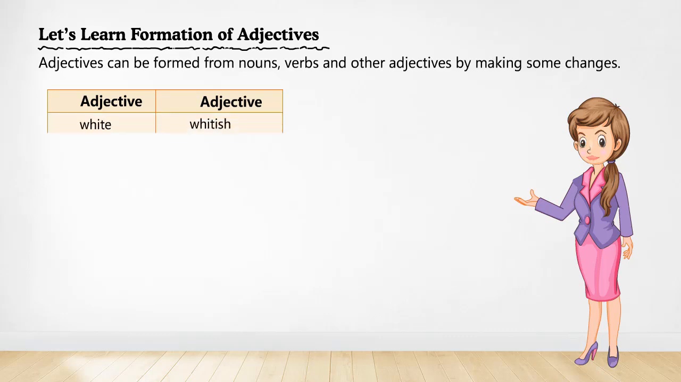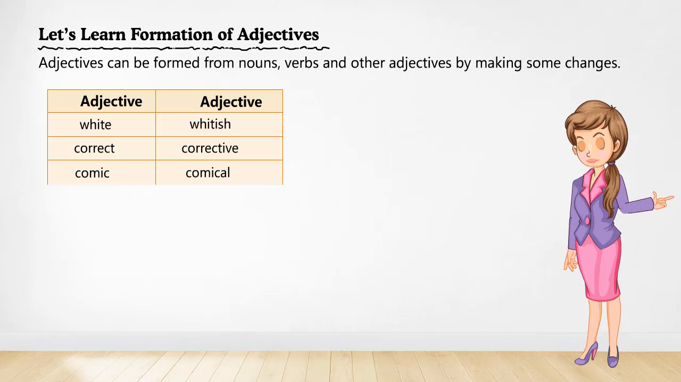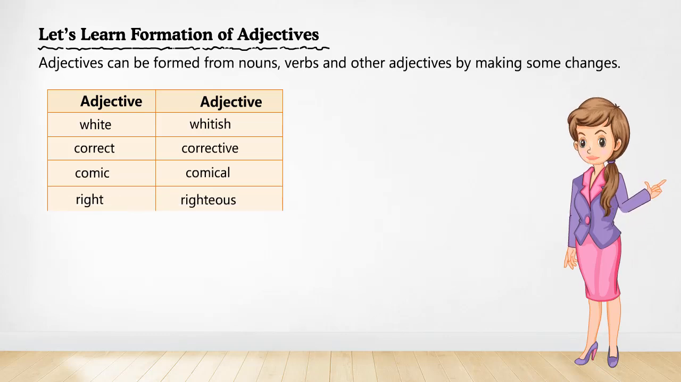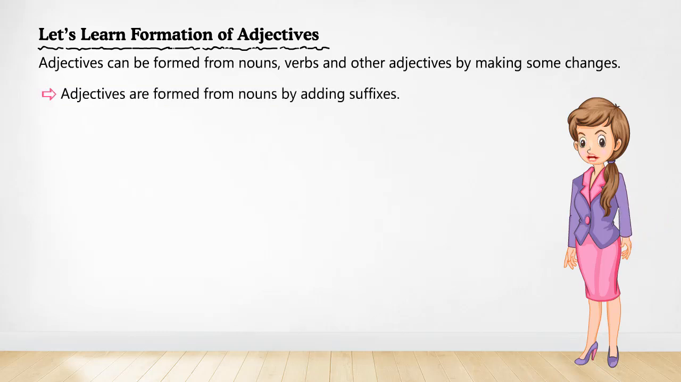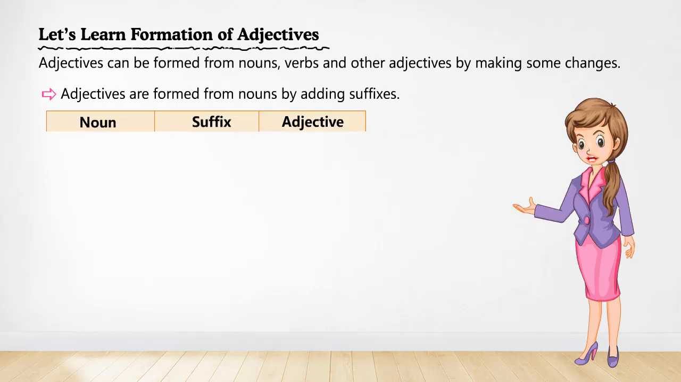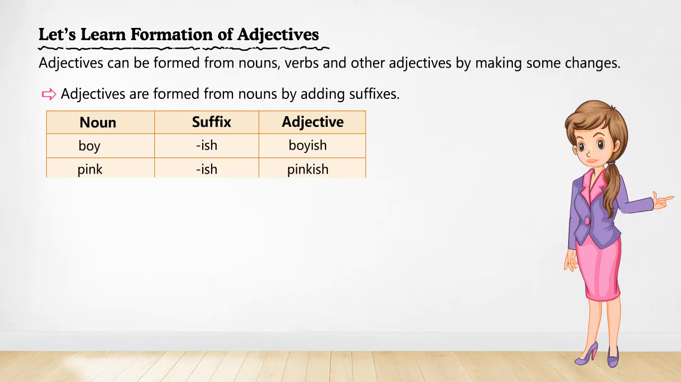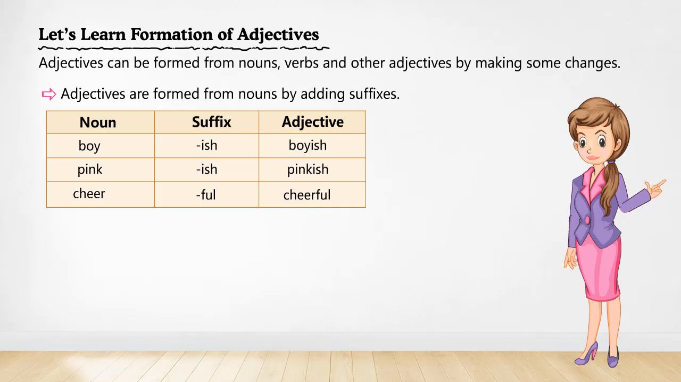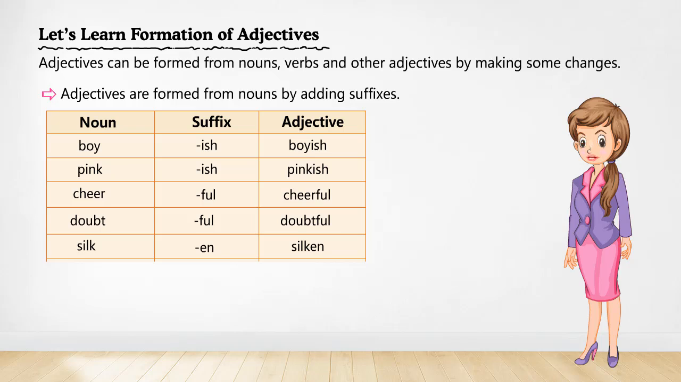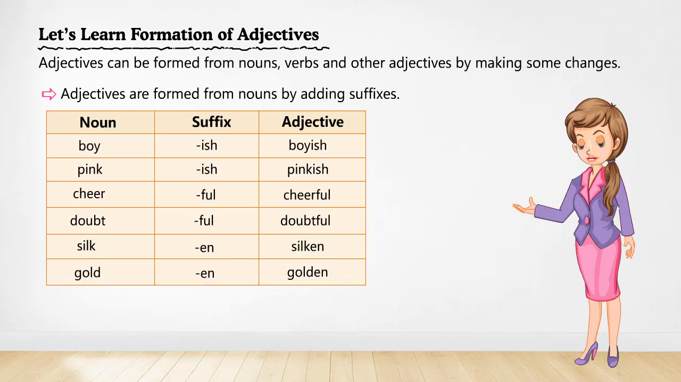Adjective, adjective. White, whitish. Correct, corrective. Comic, comical. Right, righteous. Red, reddish. Adjectives are formed from nouns by adding suffixes. Noun, suffix, adjective. Boy, ish, boyish. Pink, ish, pinkish. Cheer, ful, cheerful. Doubt, ful, doubtful. Silk, en, silken. Gold, en, golden.